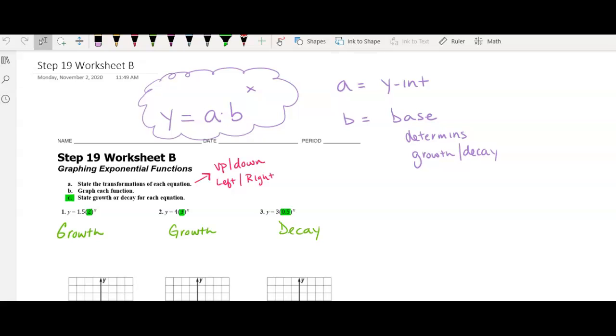So we're still graphing exponential functions. The parent function is y equals a times b to the x power, where a is the y-intercept, b is the base of the exponent, and the base determines growth or decay, whether the function is going to grow or decay. So we're going to state the transformation of each equation, and I just am looking for up, down, left, and right.